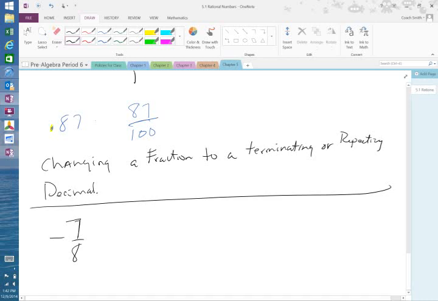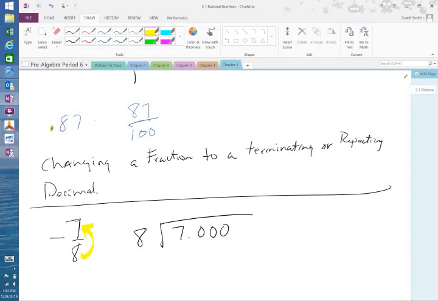Laney, what do you think? We divide, yes, obviously, but what do we divide? What goes on the outside of the bracket and what goes on the inside? Yes, very good. 8 is on the outside, 7 is on the inside. So you're always dividing the bottom number into the top number. Doesn't matter what fraction you're dealing with, that's how you change it to a decimal.